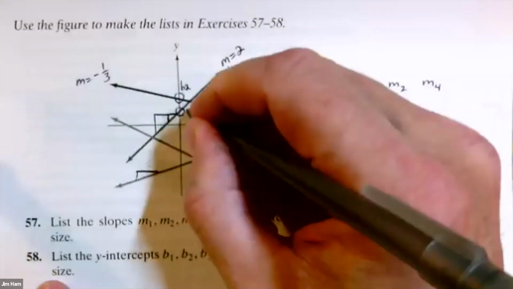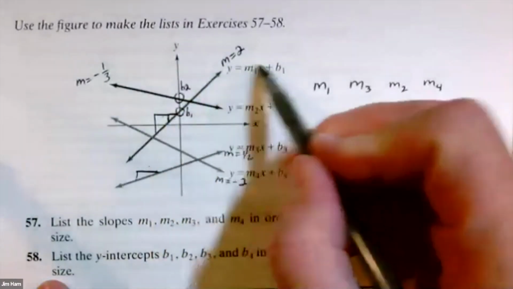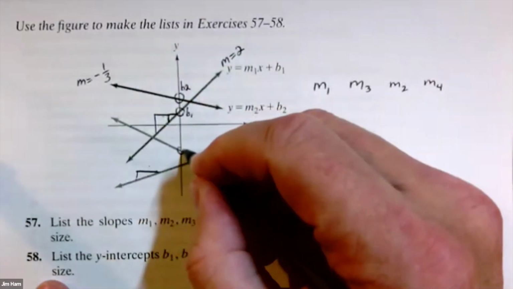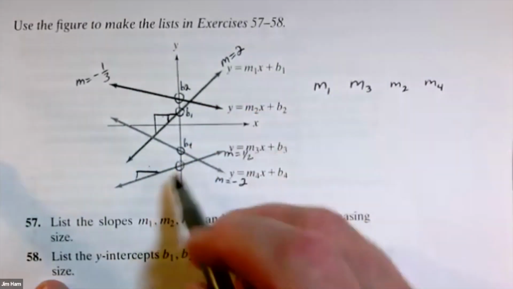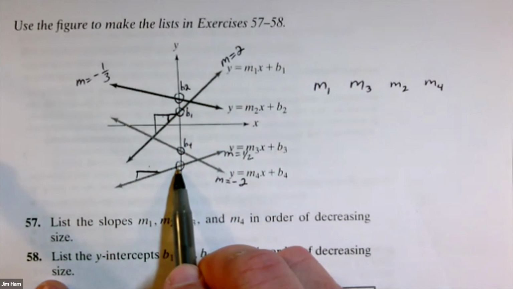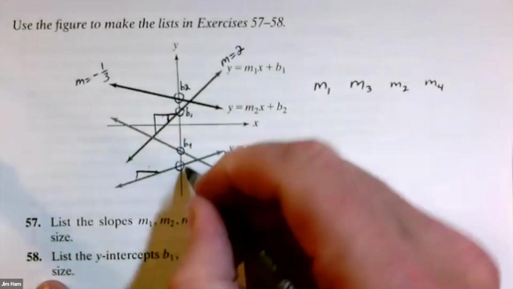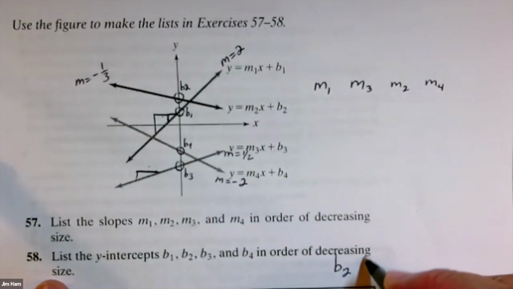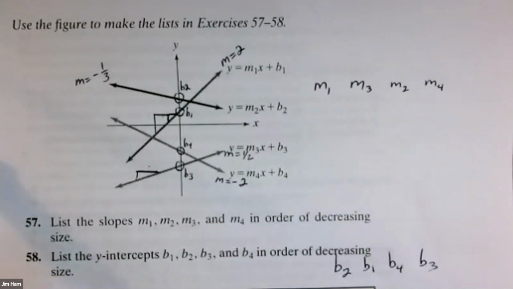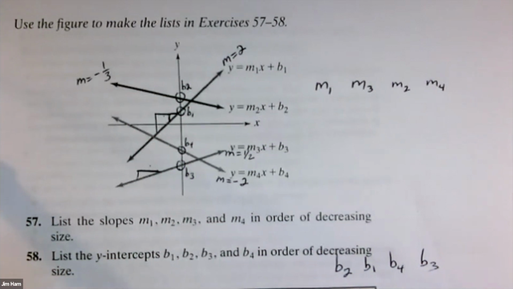And then this one here is B1, because it's on this line. And then this B comes next. It's from here, B4. And then this one is the smallest Y-intercept, and that one corresponds to B3. So if you write them in order, B2, B1, B4, and B3. And I saw that a lot in the chat.